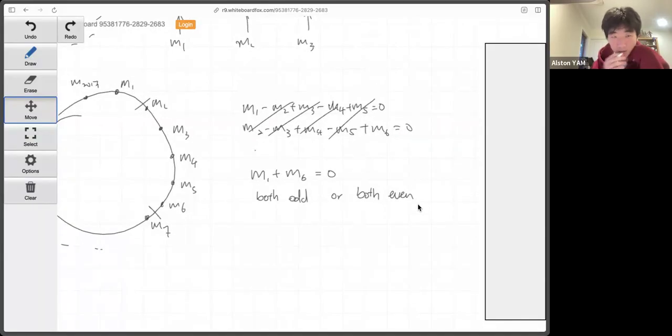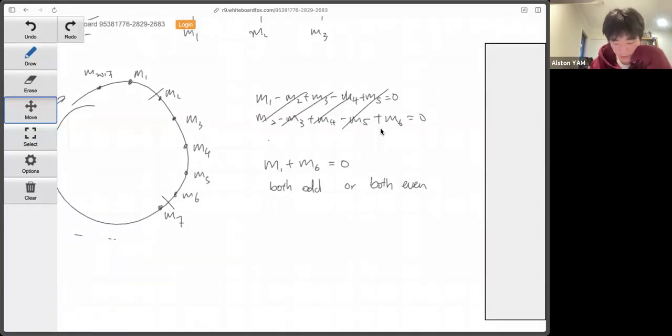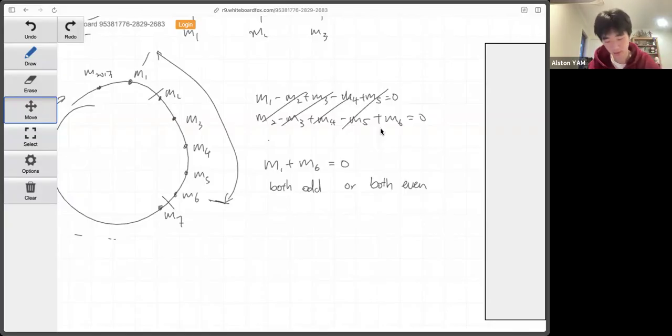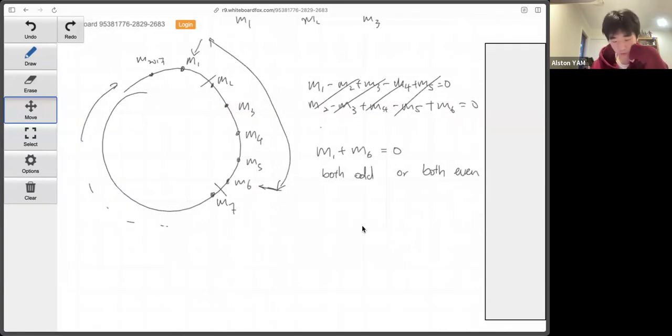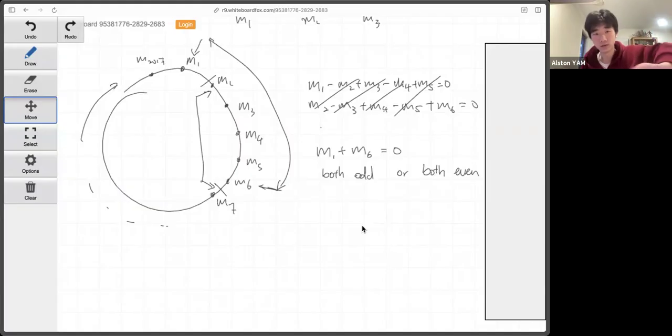How am I going to do that? So I know that M1 and M6 are the same parity. If we just look at this big circle here, that's just saying this one and this one are the same parity. Oh wait, we can actually do better, because M2 and M7 are also the same parity by the exact same logic. And we can shift this arc all around the circle: M1, M6, M2, M7, M3, M8, all the way around the circle.